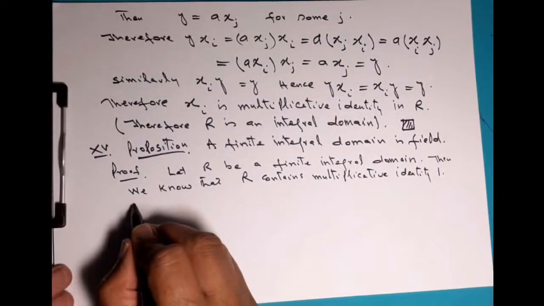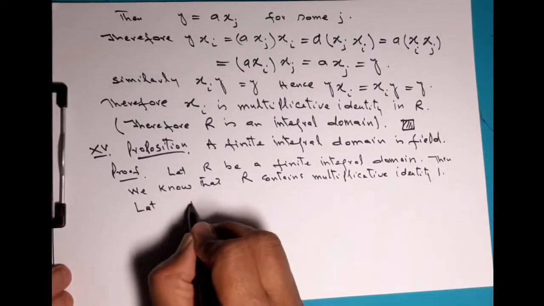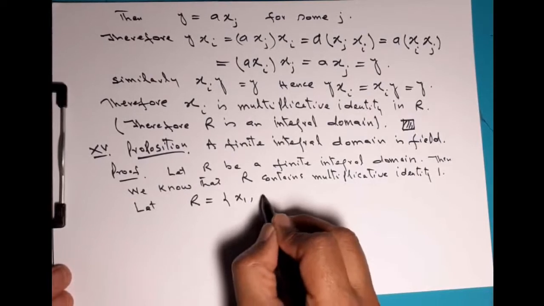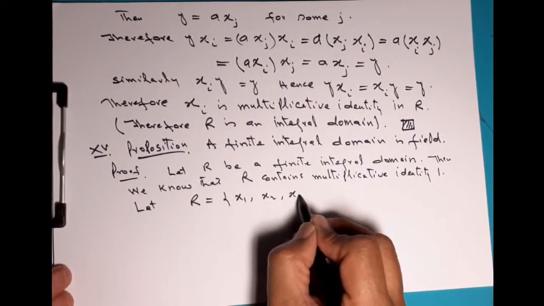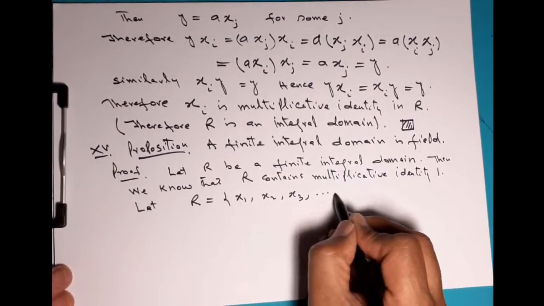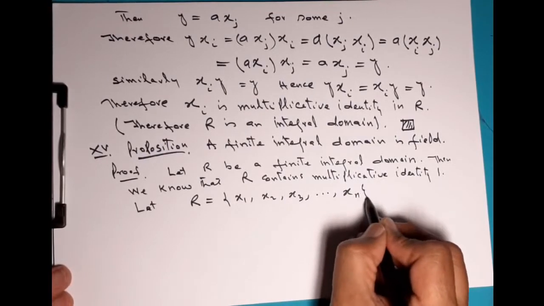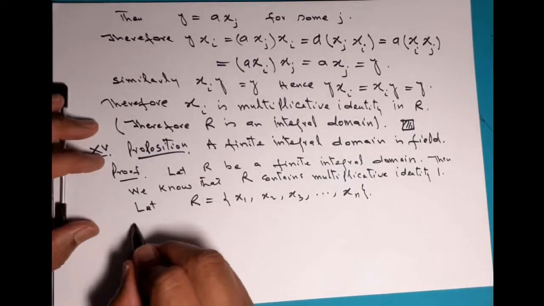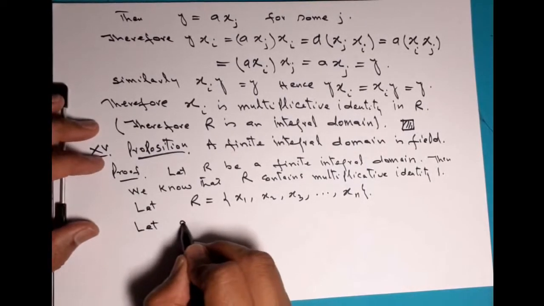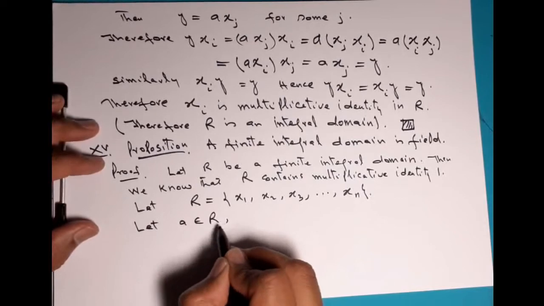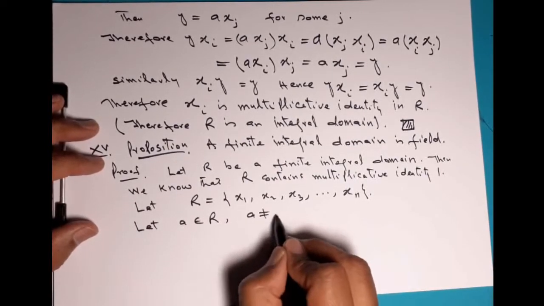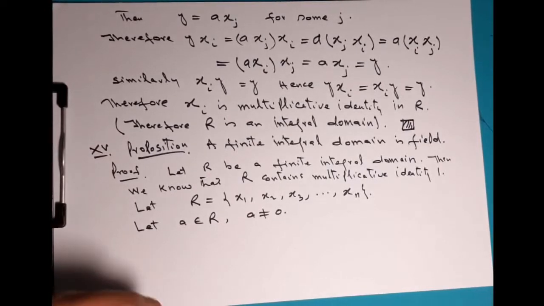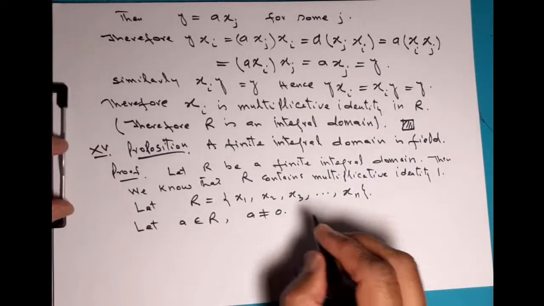Let R is equal to, since it is finite, we can write it x1, x2, x3, x4 and so on, xn. So let's choose a non-zero element. Let a belong to R and a is not equal to 0. So this is a non-zero element of ring R. We have to prove that the inverse of a exists.